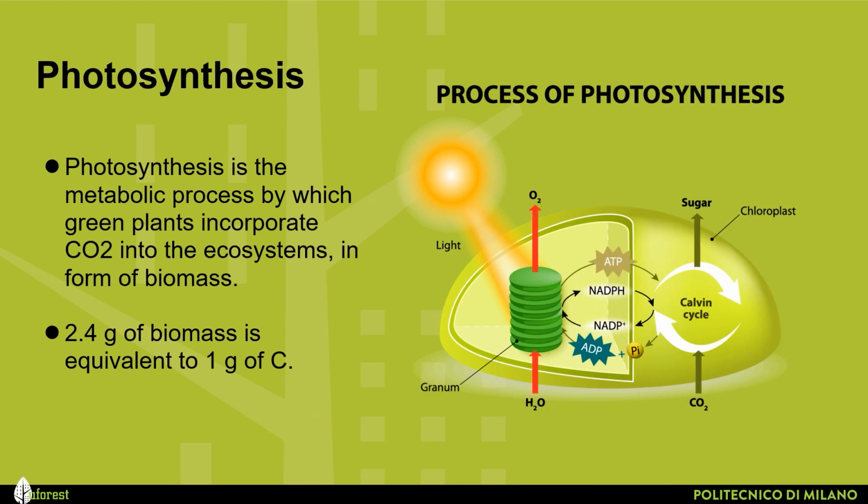As first step, we need to introduce some concepts which probably are not new to you. We start with photosynthesis, that is, the metabolic process by which green plants and some other organisms transform light energy into chemical energy. Photosynthesis thus incorporates CO2 into the ecosystems in form of biomass. Please remember that 2.4 grams of biomass are equivalent to 1 gram of carbon.